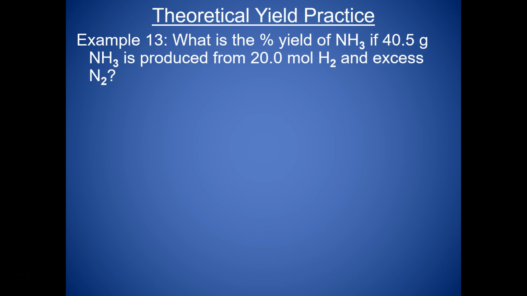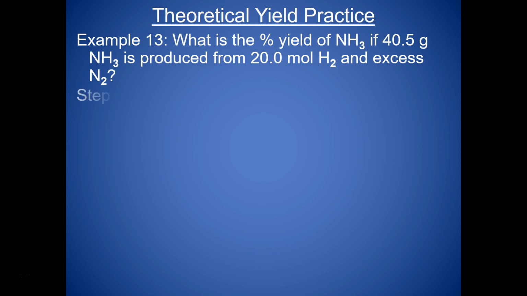All right. In this example, you were asked what is the percent yield of ammonia, NH3, if 40.5 grams of NH3 is produced from 20 moles of H2 and an excess of N2. I want you to pause this video and try this one on your own and come back when you're ready to check your work and your answer.